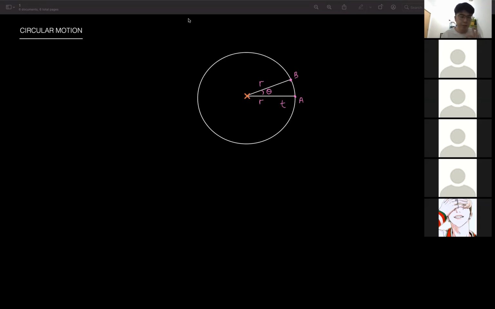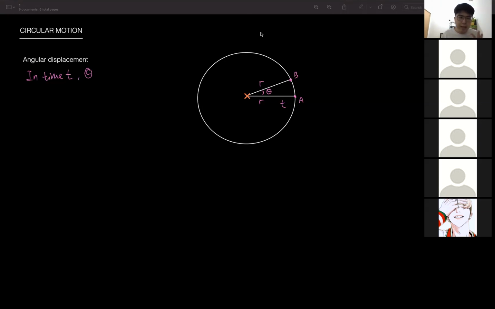Now first, what is angular displacement? Angular displacement is just like displacement, but in terms of angle. The change in the position is displacement. So the angular displacement here is that in time t, the angle made is theta. So this theta here is the angular displacement.